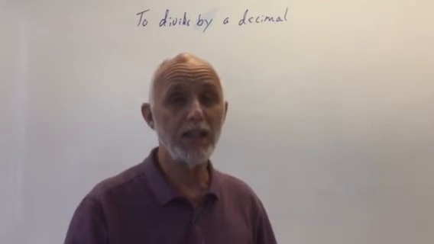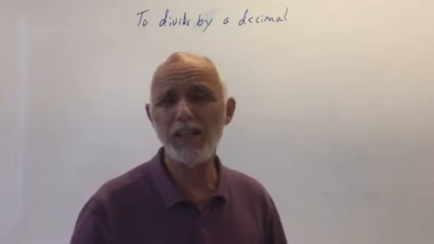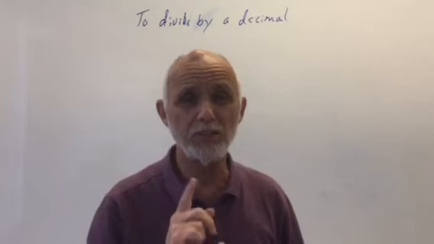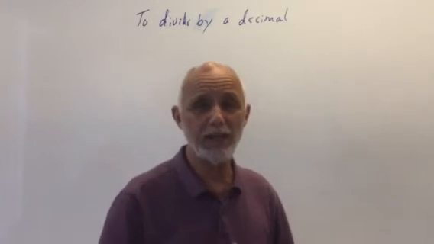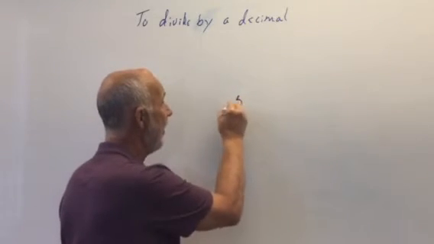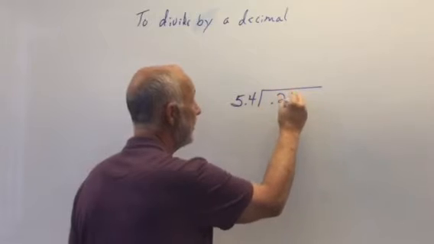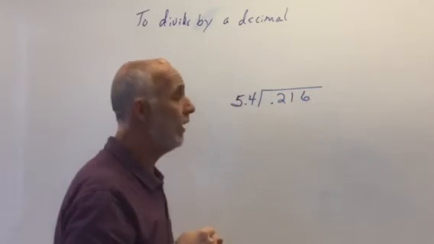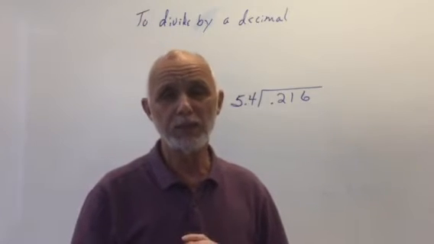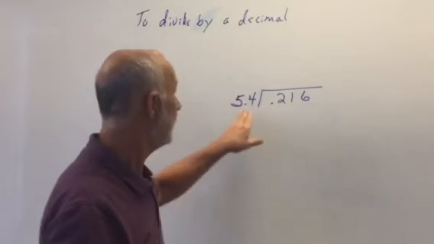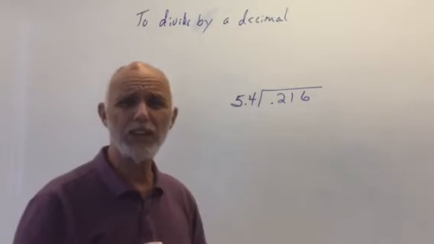Now dividing by a decimal is a lot more difficult. And maybe not a lot more difficult, but it is tricky and you have to remember what to do. Because the truth is, you can't divide by a decimal. Like if I had 5 4/10 and I wanted to divide it into 216 thousandths, the first thing you have to realize is I can't divide by a decimal. So I have to change a decimal into a whole number.